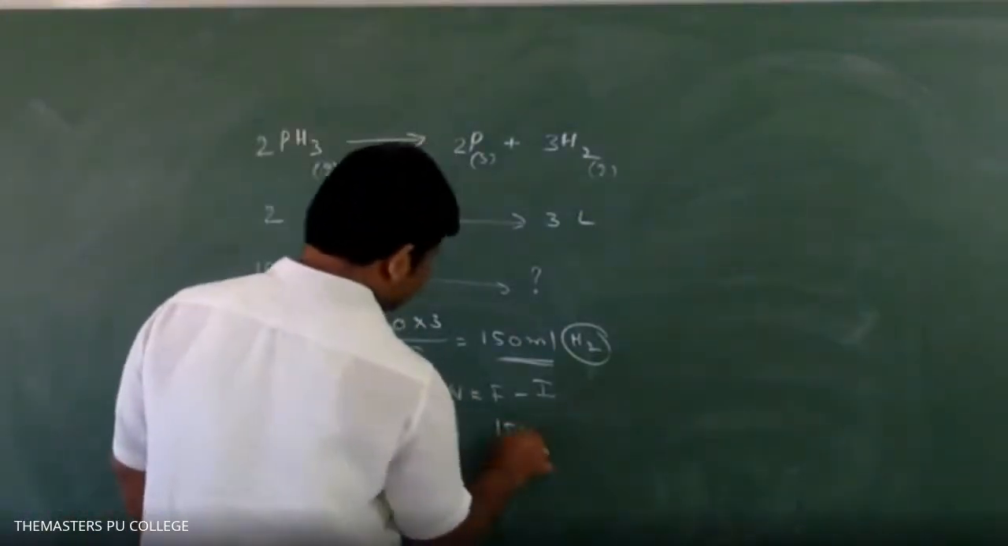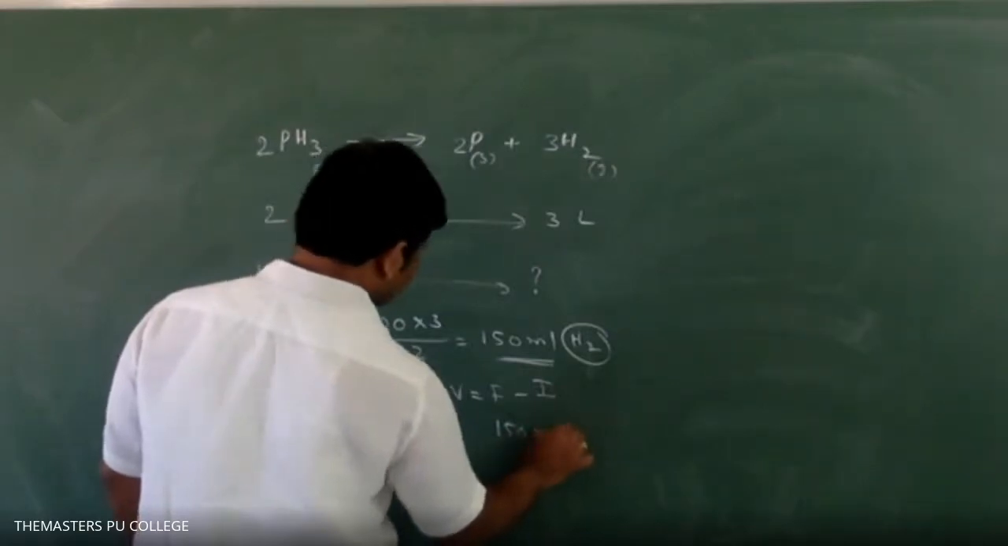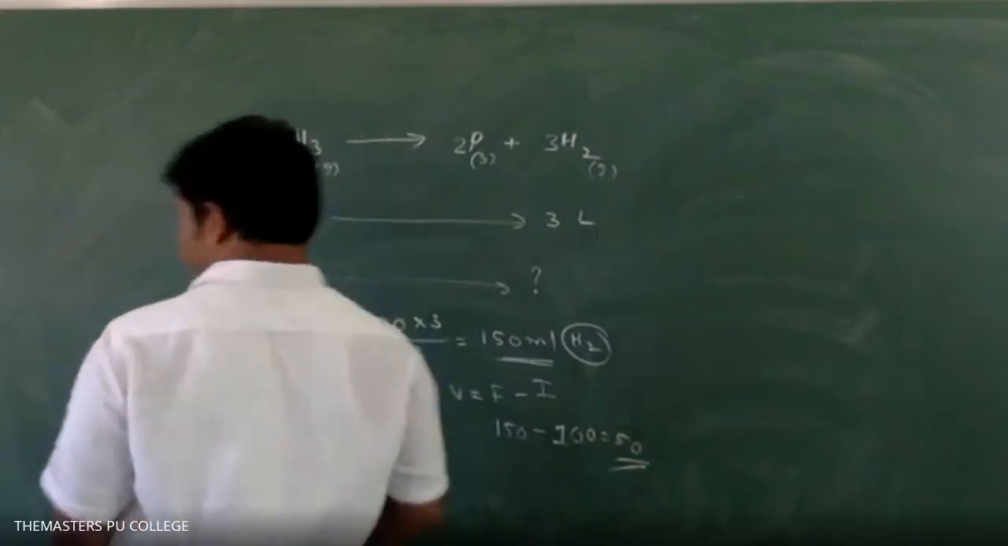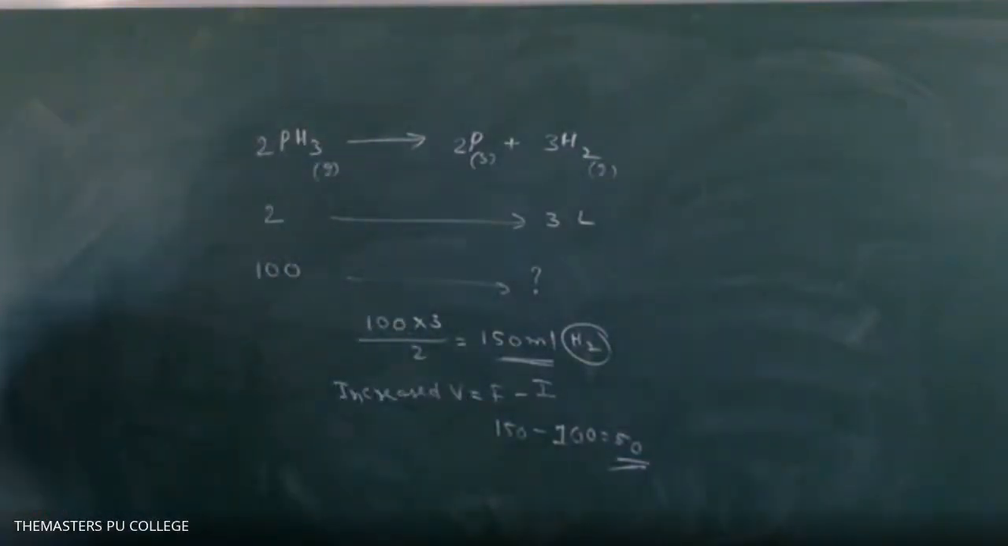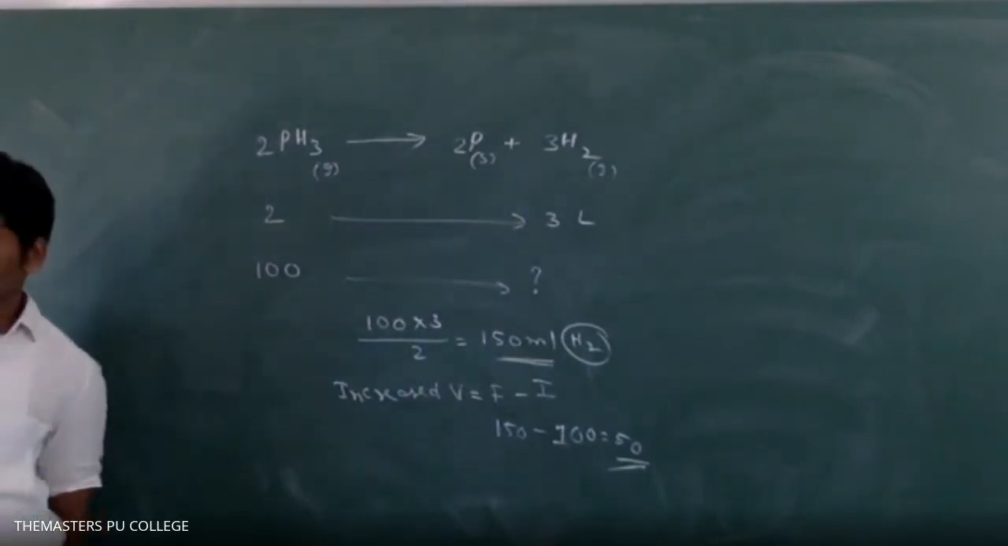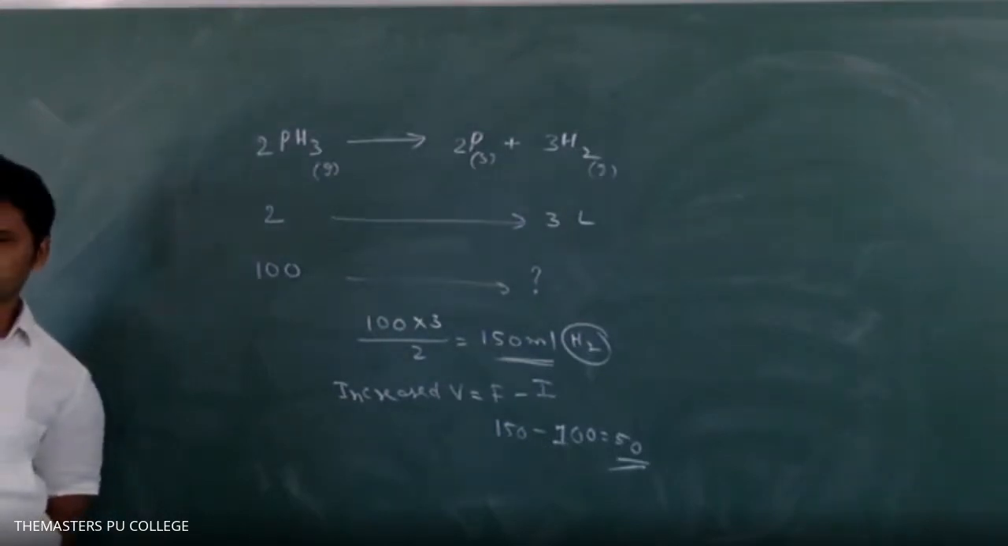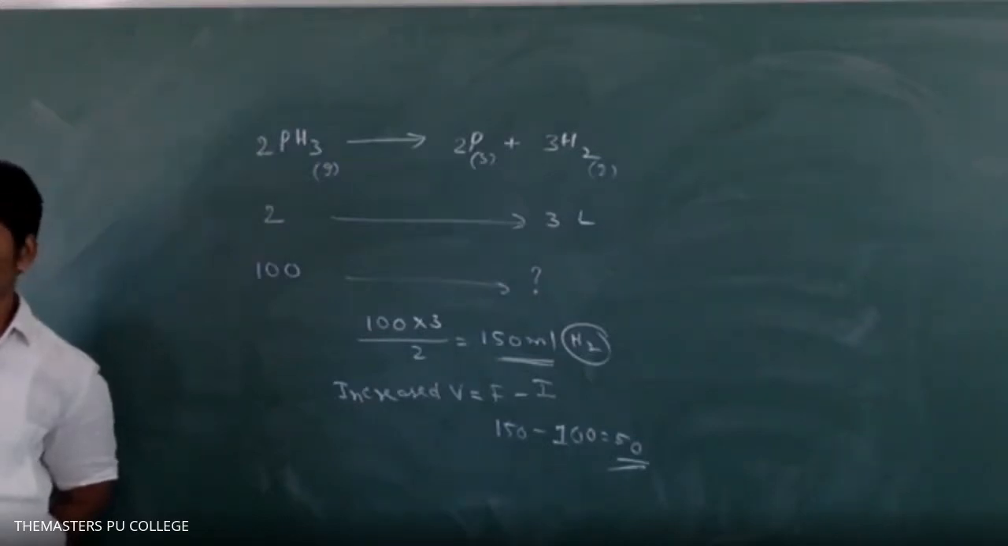150 minus 100 is 50. Okay. That's all, no? So it increases by 50 ml.